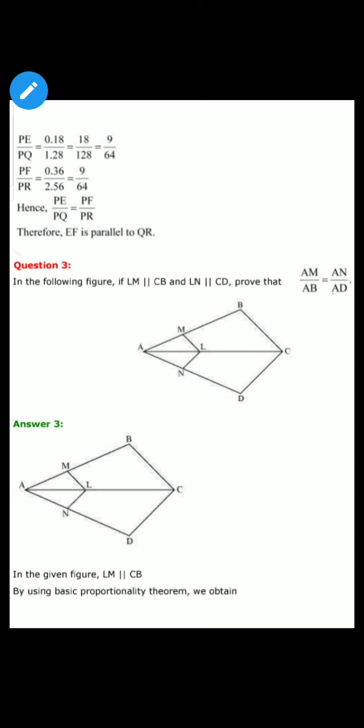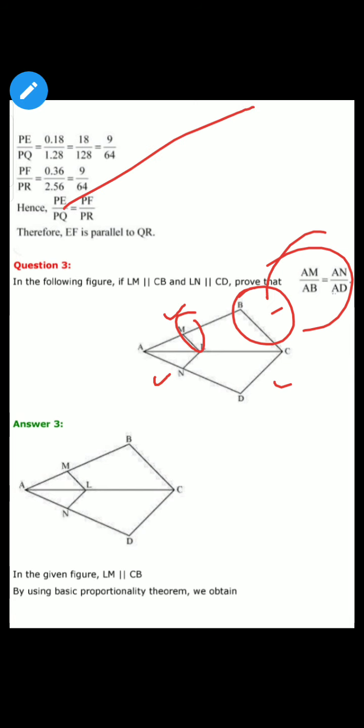Okay, students, we have one more question, that is question number 3 also. That is very simple. What is written here in the following? If LM is parallel to BC, this side LM is parallel to BC and LN is parallel to CD, then we have to prove that AM upon AB is equal to AN upon AD. Okay, first, LM is parallel to BC means we can use Thales' theorem in triangle ABC. You will write down here using Thales' theorem in triangle ABC.